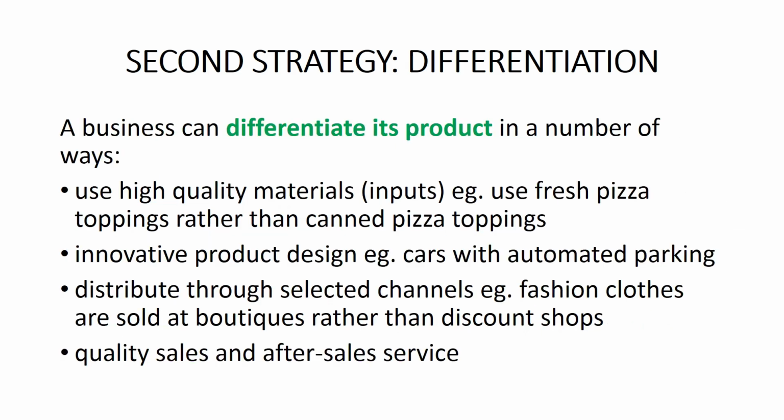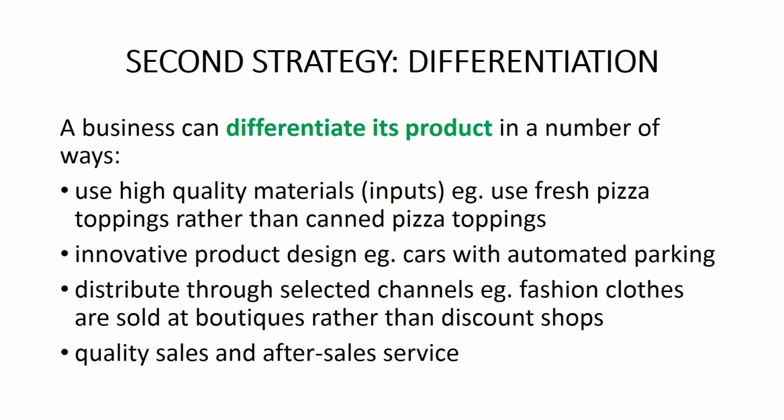There are a number of ways in which a business can differentiate its product and so employ a differentiation strategy. One way is the business could use high quality inputs or materials. For example, if you own a pizza shop, you might seek to differentiate your pizzas from other pizzas by using fresh toppings rather than canned toppings. In that way, you are using high quality materials to make your product unique, to make it different from those of your competing pizza manufacturers.